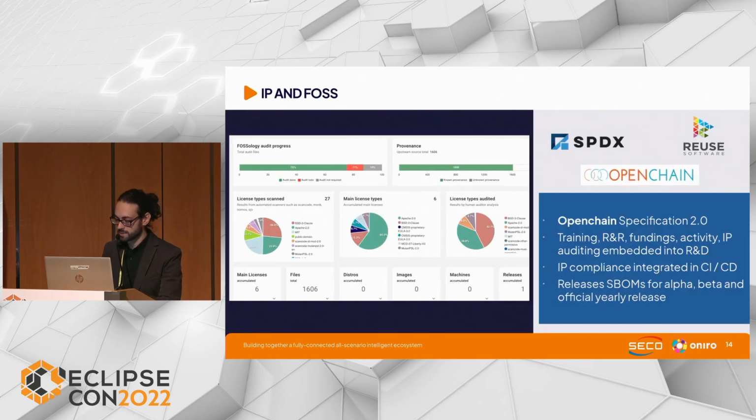Last but not least, we have IP and FOSS check. So we are using a custom infrastructure for checking the IP compliance of all the software that we are using for building the images, the reference images for the project. So it ensures that everyone is allowed to use it for their own projects. So there are no blockers on the legal side.